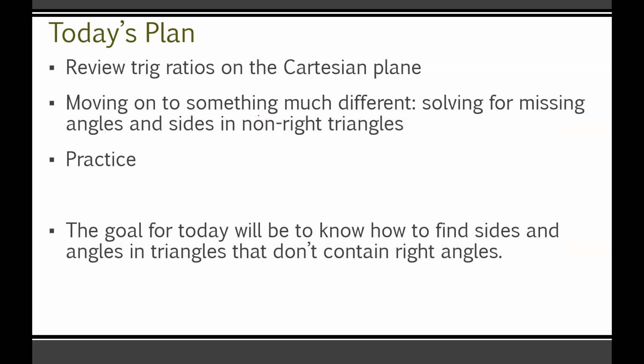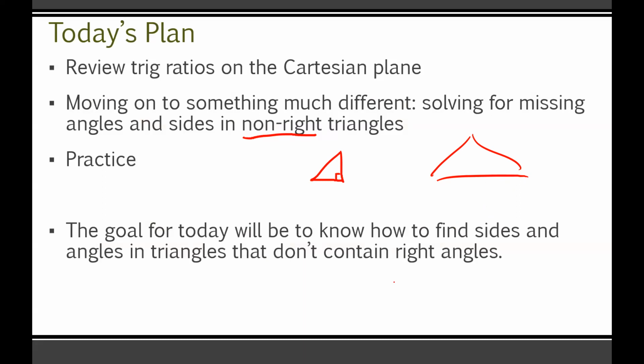Then we're going to move on to something much different, solving for missing angles and sides in non-right triangles. So the key here, again, is non-right. All the triangles we've been able to solve both in this course and in Math 10C have been right triangles, where you've got a right angle. Now we're going to talk about how to solve other triangles. That was a terrible triangle I just drew there, but you get the idea. Anyway, once we finish that, of course, as always, practice time.